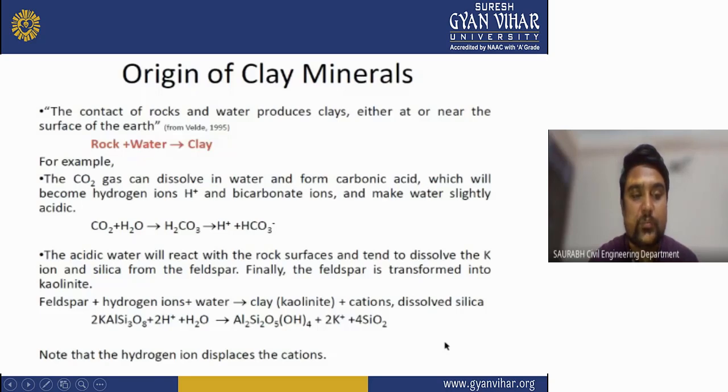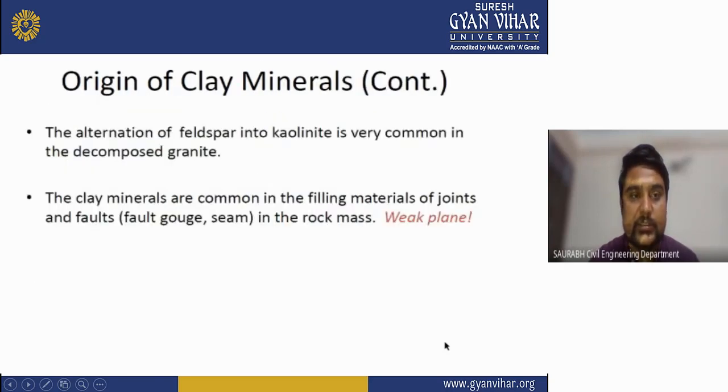The acidic water will react with the rock surface and tend to dissolve the K ions in the silica form of the feldspar. Finally, the feldspar is transformed into kaolinite. Note that the hydrogen ion displaces the cations. The alteration of feldspars into kaolinite is very common in decomposed granite. Clay minerals are common in the filling materials of joints and faults in the rock mass.